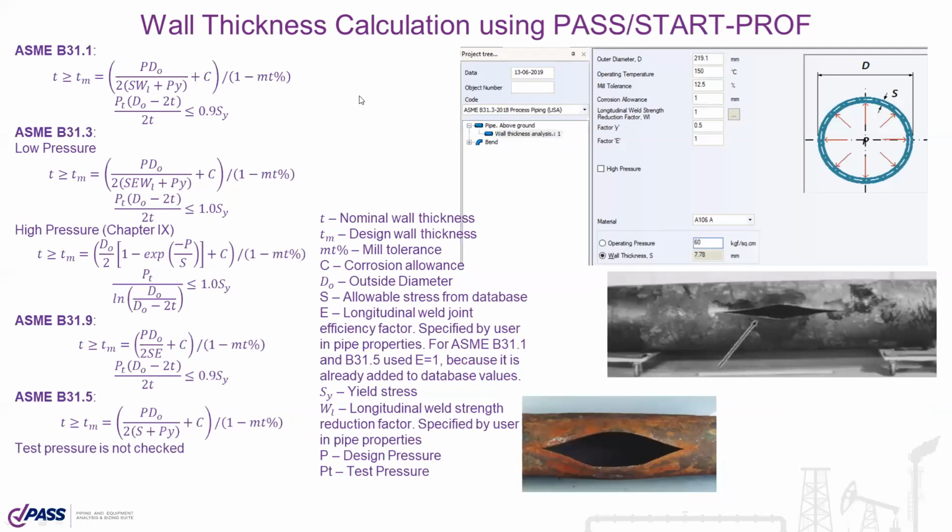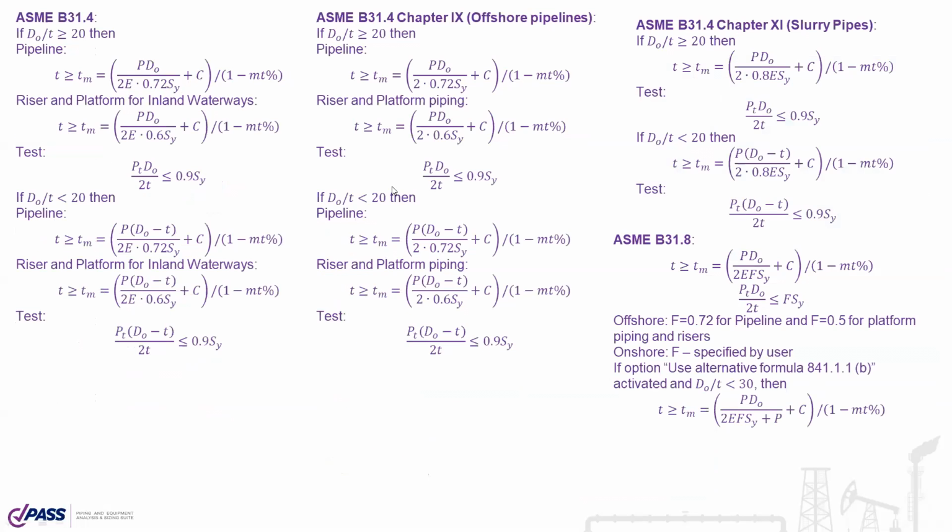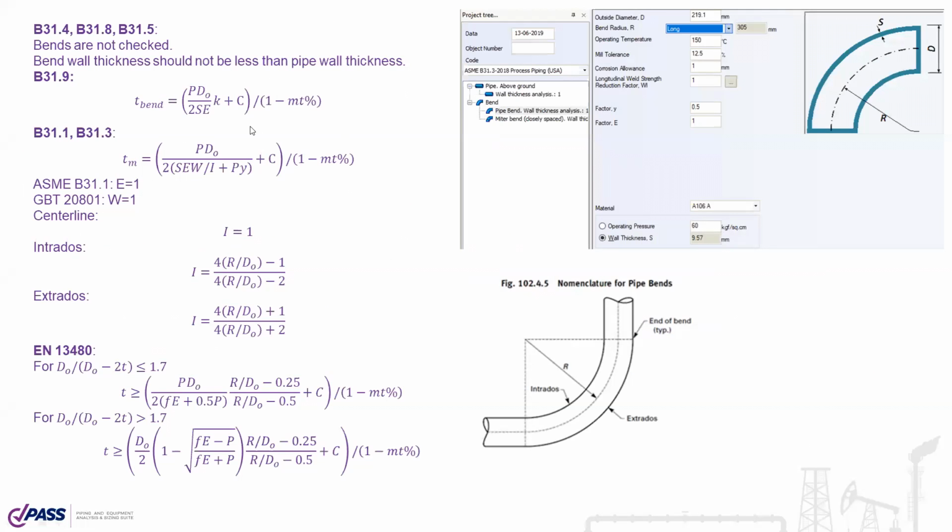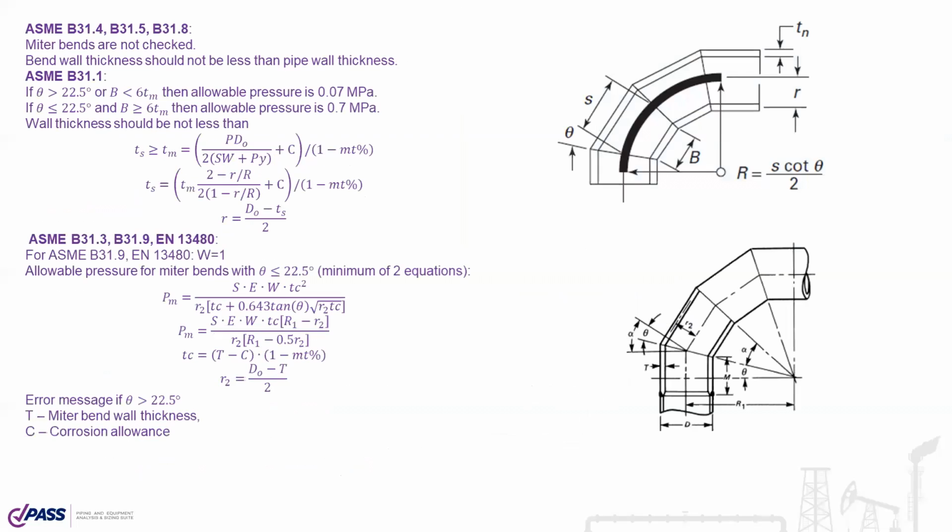First of all, we need to select the wall thickness of the piping system. StarProf software allows you to select the wall thickness of the pipes and other components. You just type the properties of the pipe and receive the wall thickness, or you can type the wall thickness and receive the maximum allowed pressure for this component. Here you can see the equations according to different piping codes, how the wall thickness is calculated. This is the wall thickness calculation for pipe bend elements and miter bend elements.